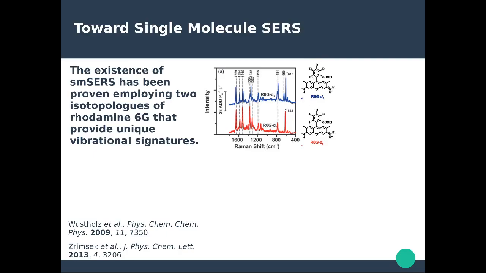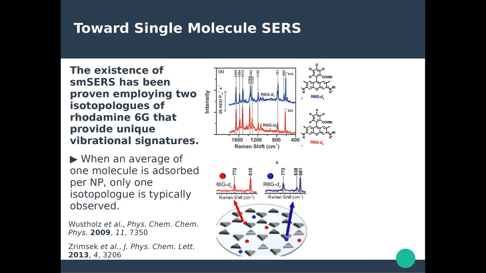In that case, it's rhodamine 6G, and you just replace the hydrogen atoms on one of these rings by deuterium atoms, which changes the mass. Because you change the mass, you change the frequency of those vibrations, and so you get a spectral shift of some of these resonances. Most of the resonances will appear at the same frequency, but you have some distinct peaks that distinguish between the two isotopes.